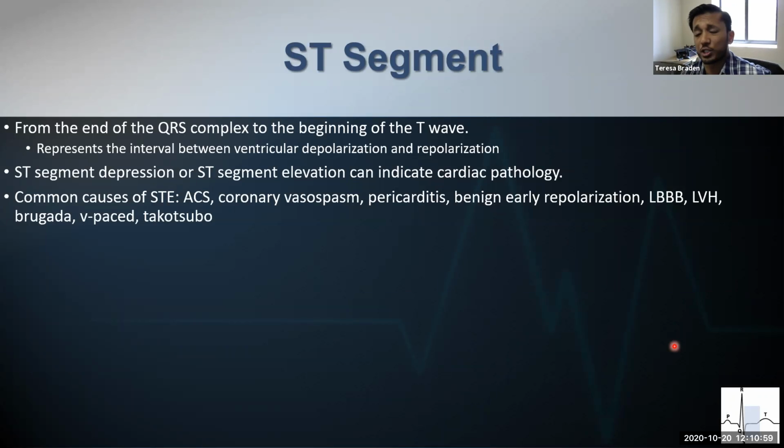We know that depressions versus elevations can indicate specific pathology, whether it's infarction or ongoing ischemia. So it can have clear implications for patients when we're treating them. And there are so many causes, whether it's pure ones that are going to tighten our sphincter, like ACS, maybe some left bundle branch block, Takotsubo, that doesn't really concern me as much, but coronary vasospasm, pericarditis, things we see all the time, benign early repolarization.